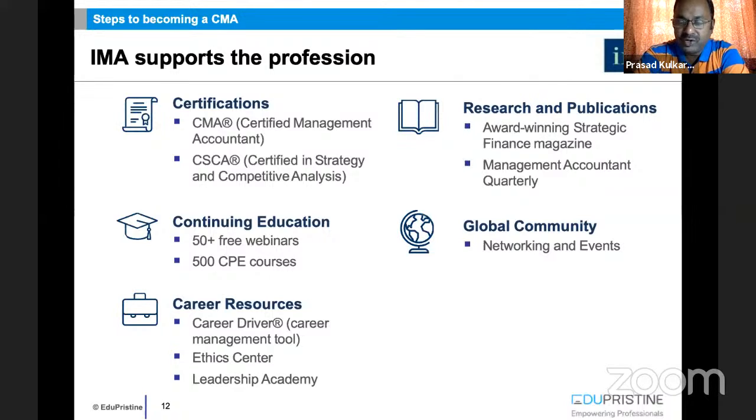And it's a global community. You walk into any country, you will find an IMA chapter, you will find somebody in your organization who is a CMA. So that is a global community where you have a sounding board, you have support if you need it across the globe.